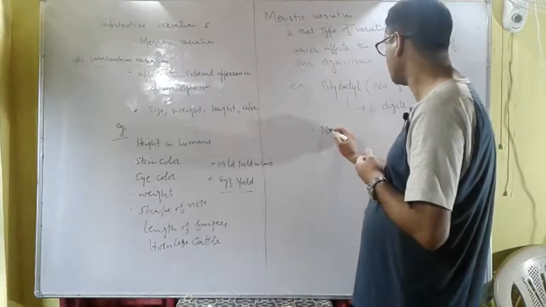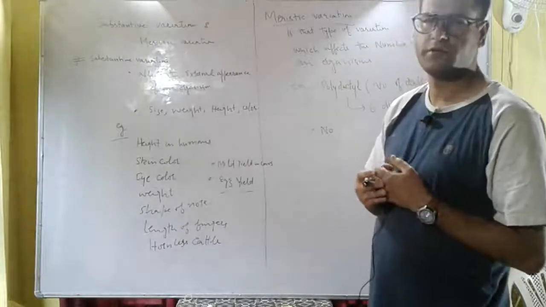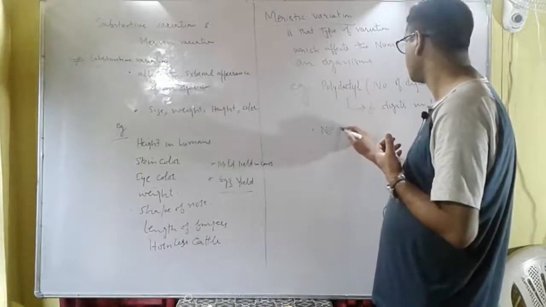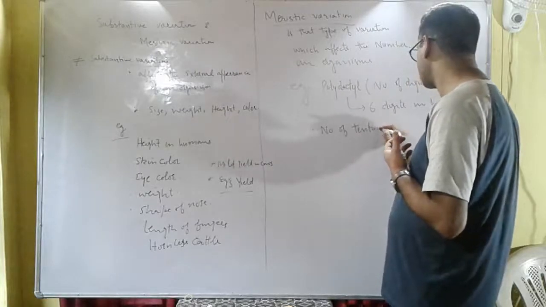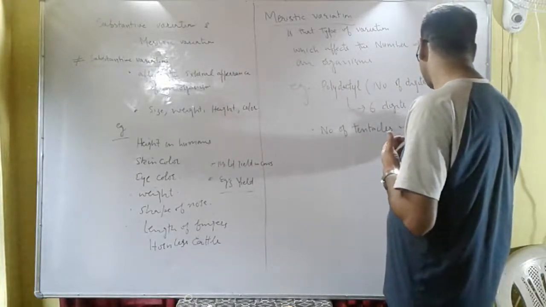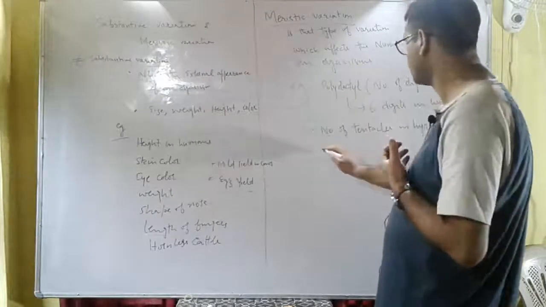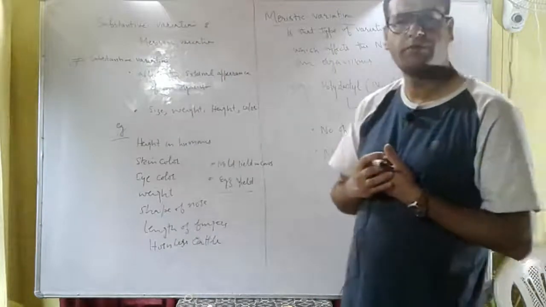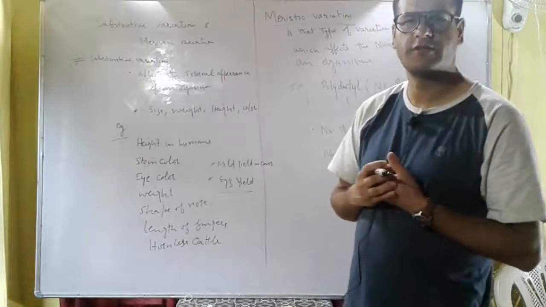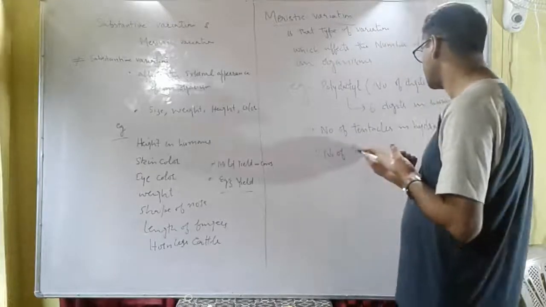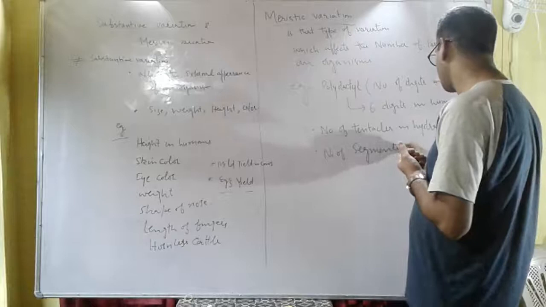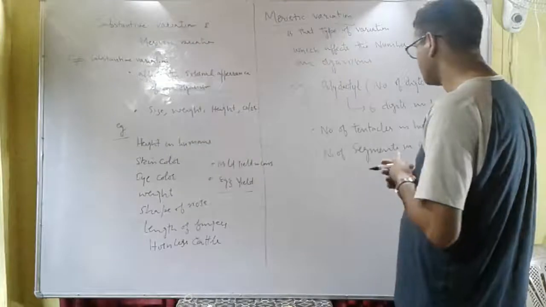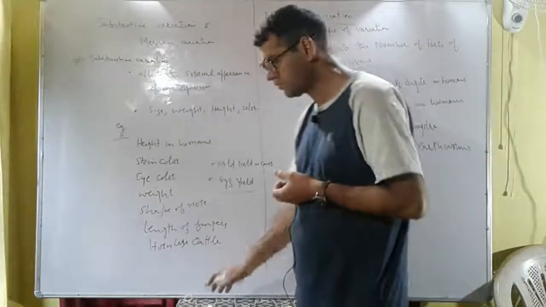Another is the number of tentacles in hydra. This is also an example of meristic variation. Another is the number of segments in earthworms. It is also an example of meristic variation.